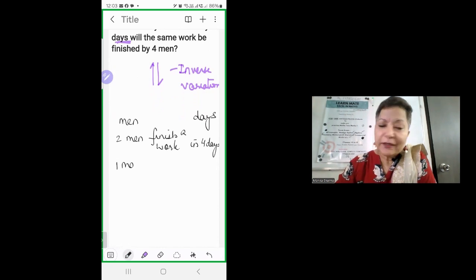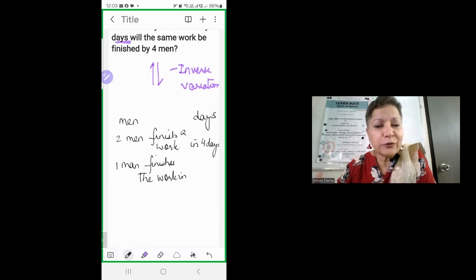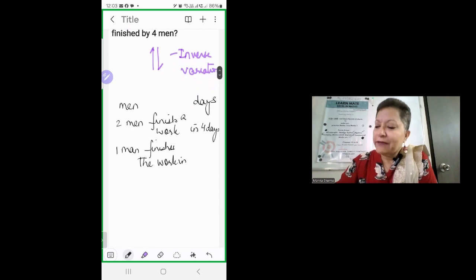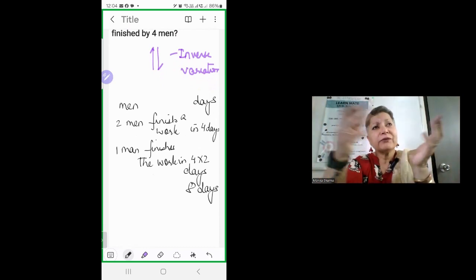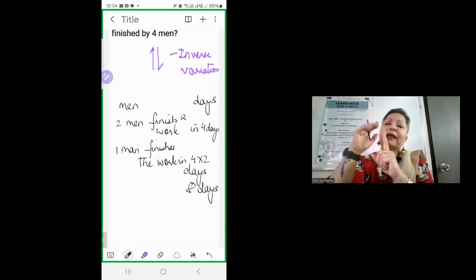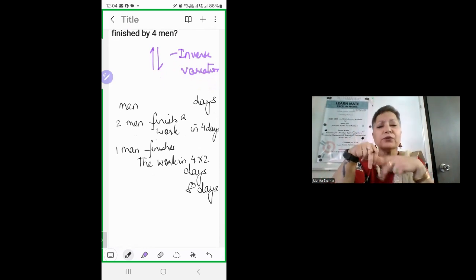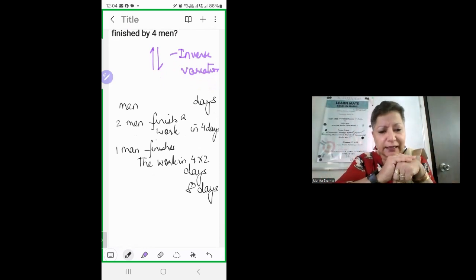One man then finishes the work. This time I'm not going to divide. As I told you, I'm going to do the inverse of division, and that is multiplication. So he finishes the work in 4 into 2 days, that is 8 days. And if you think logically also, I've reduced the number of men. When I had two men, it was taking 4 days. So now it's just one man. He has to do the work of both the people, and so it's going to take double the time, and it is 8 days.